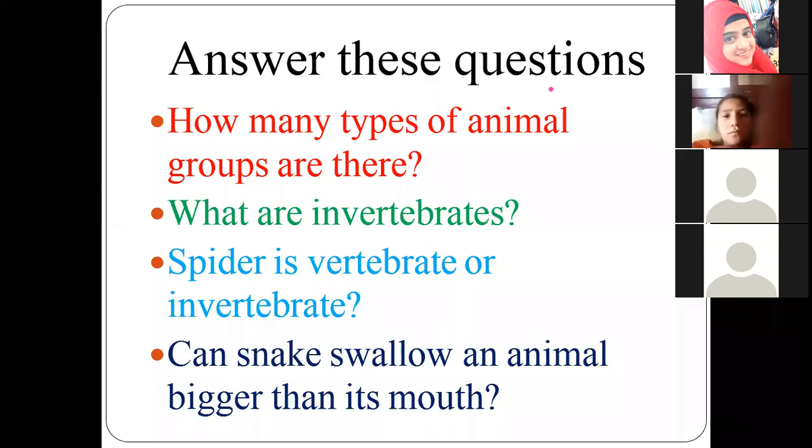Invertebrates, ma'am. Excellent. Yes, very good. They are invertebrates because they are not having any backbone inside their body. Very good. Can snake swallow an animal bigger than its mouth? Who is going to answer?